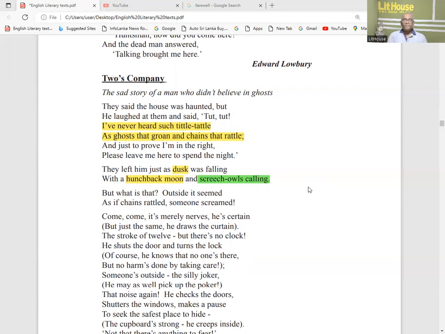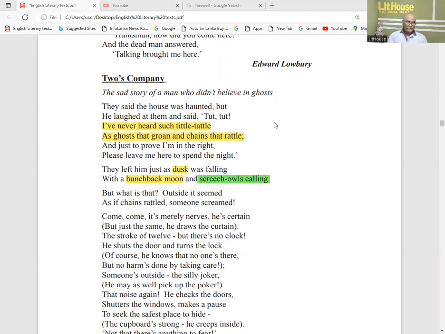Write down. The poem is written in rhyming couplet to bring some musical effect and for easy reading.